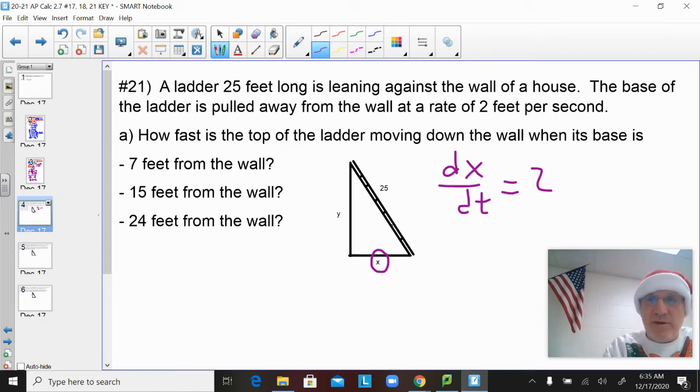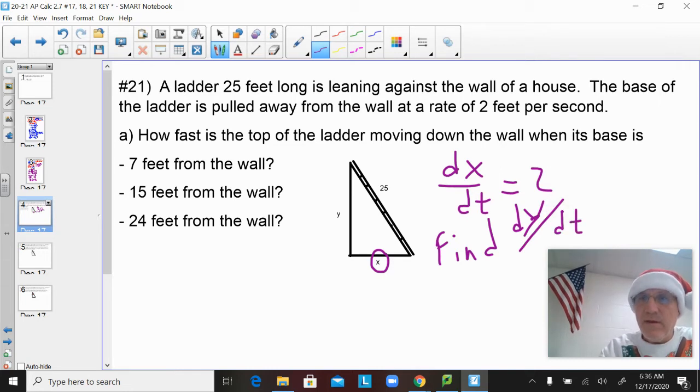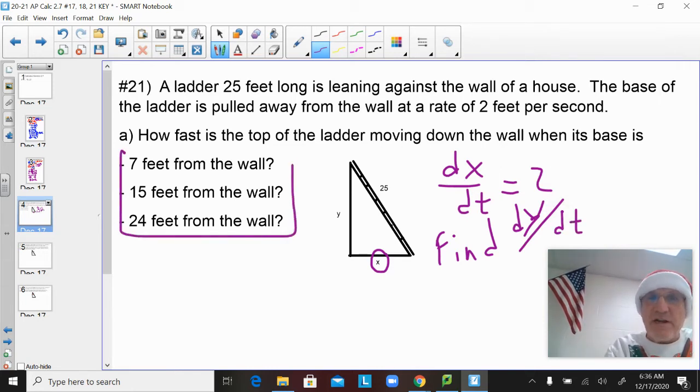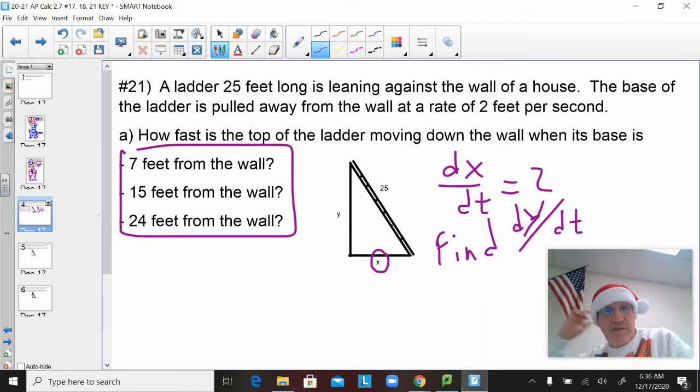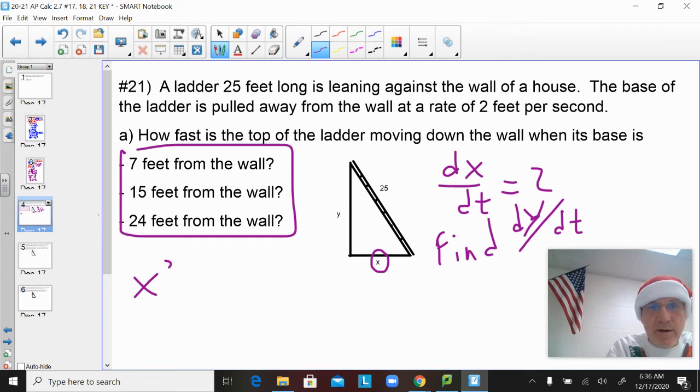And part A wants me to find how fast the top of the ladder is moving. So find dy/dt. And then it gives us 3 different times. We have 3 different numbers to plug in at the end. So I need an equation that relates the 3 sides of a right triangle, which hopefully you recognize is the Pythagorean theorem. So I have x squared plus y squared equals 25 squared.